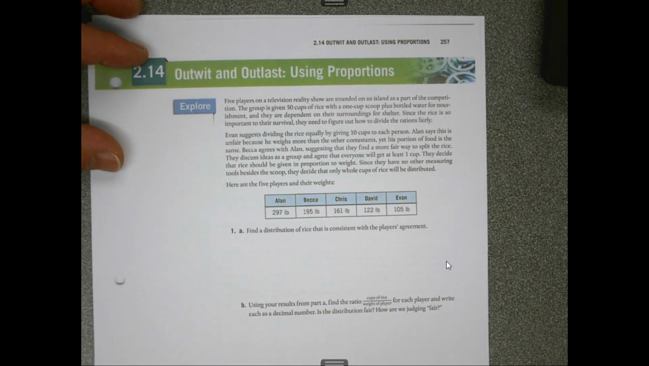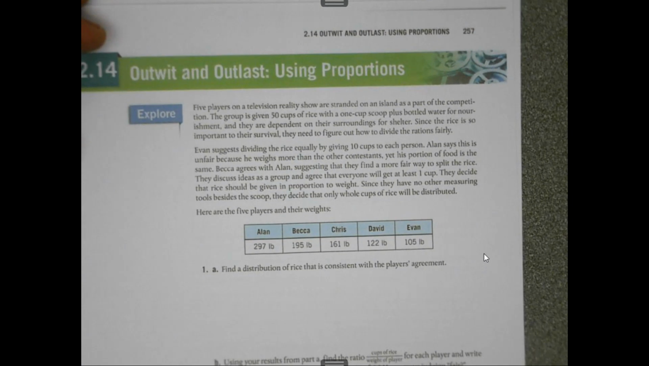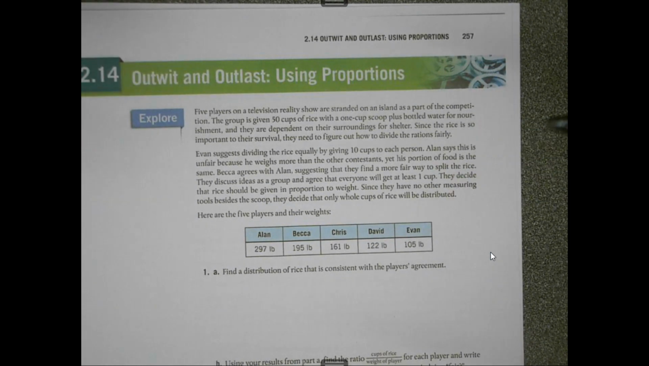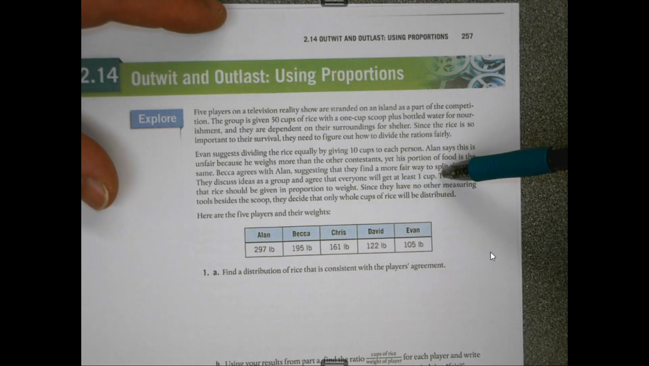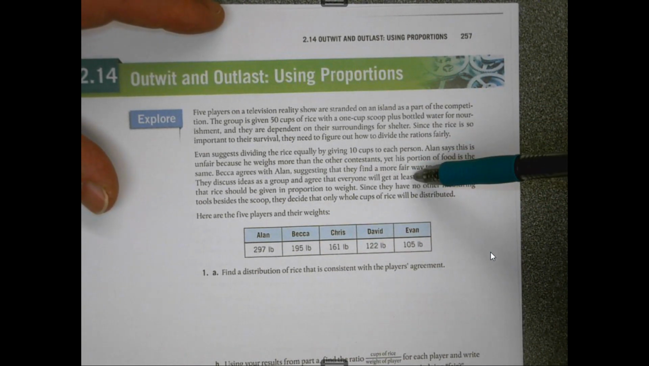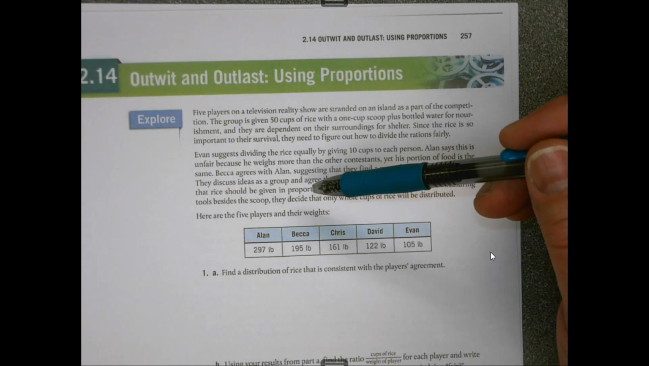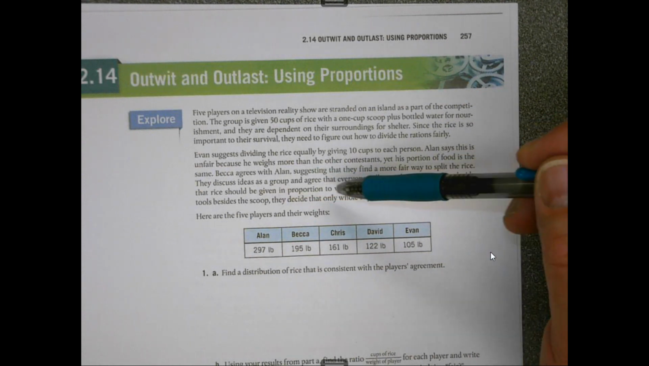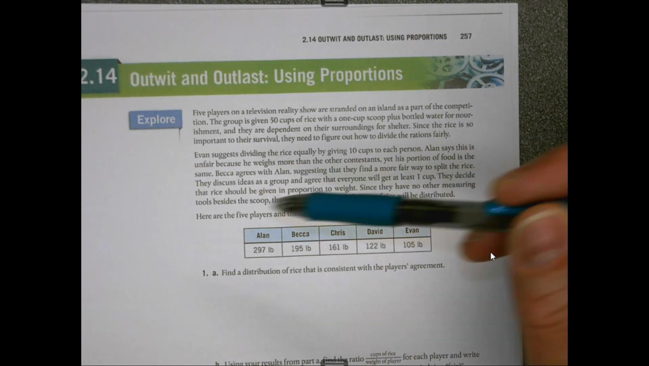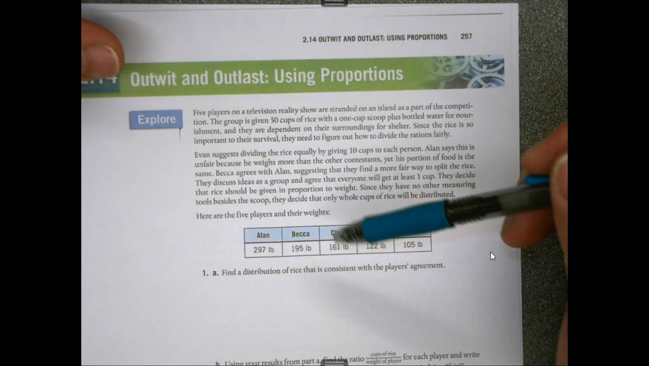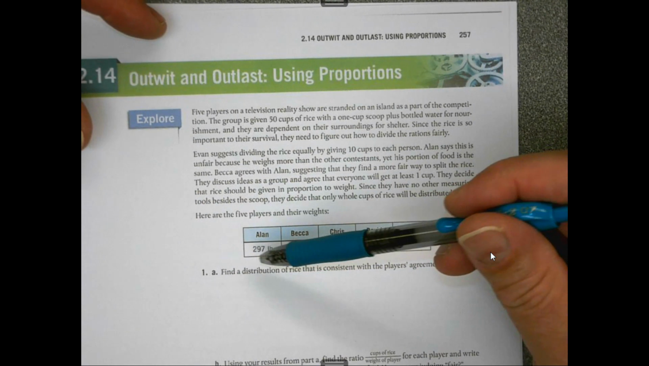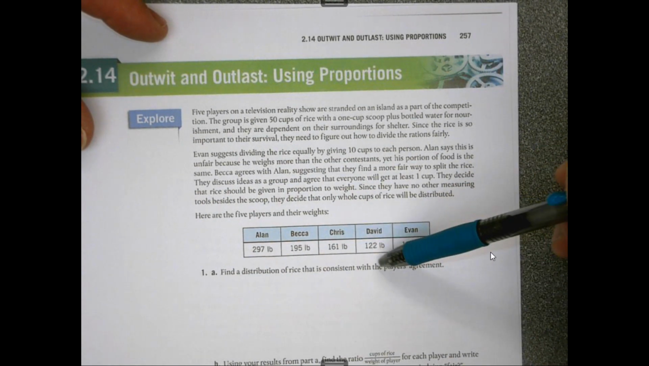Well, most of the people said, nah, that's not a good way to do this. We should do it by a person's weight, because obviously people that weigh more need more calories. So in order to split it up, they just have the one scoop, the measuring cup, 1 cup. We are to decide that only whole cups of rice can be distributed. Now, here's the 5 players with their weights. This guy weighs that, and so on and so forth. We have to find a distribution of rice that is consistent with the players' agreement.